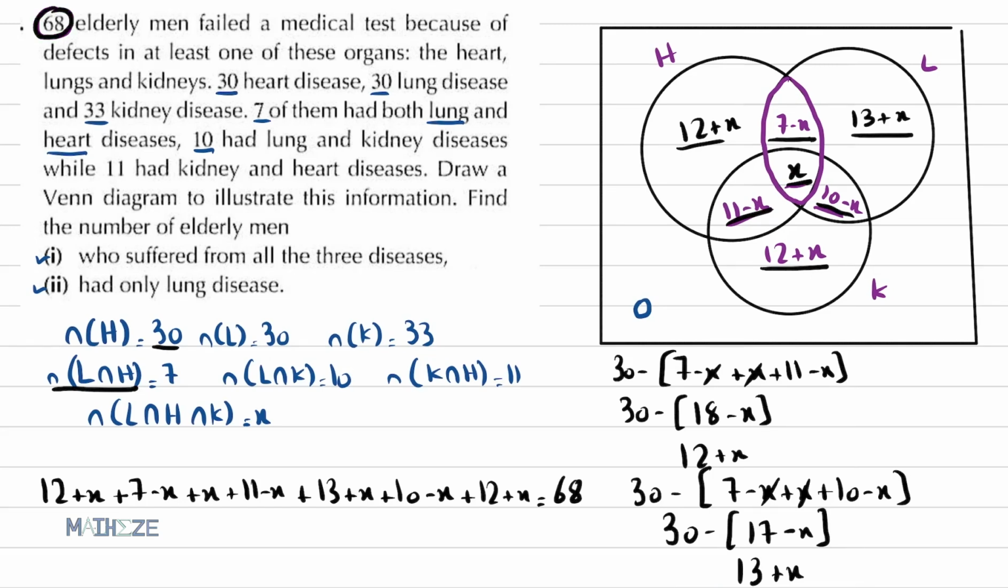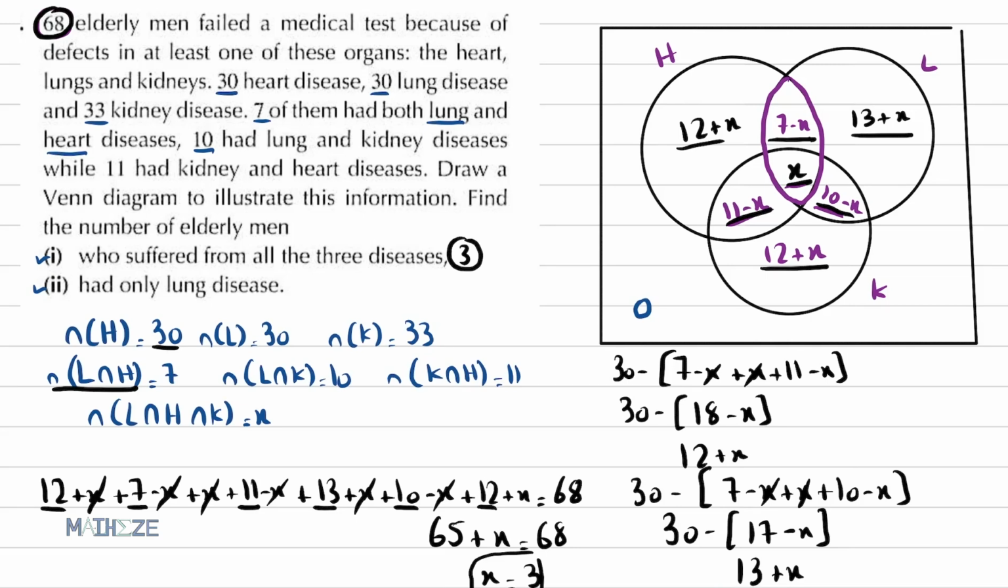Got this? Now, can I cancel this? Can I cancel this? Yes, sir. 12 plus 7, 19. 19 plus 11, 30. 30 plus 13, 43. 53, 65. 65 plus x is equal to 68. What's the value of x now? 68 minus 65, that's 3. So 3 people suffered from all 3 diseases.